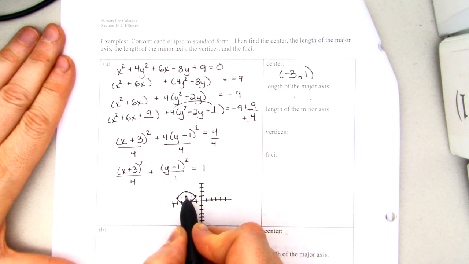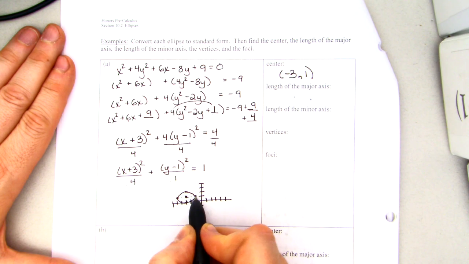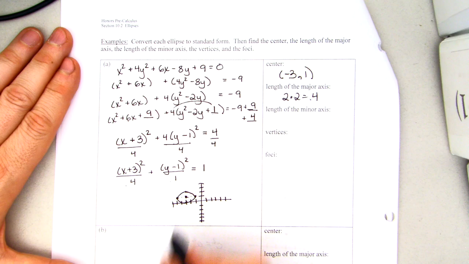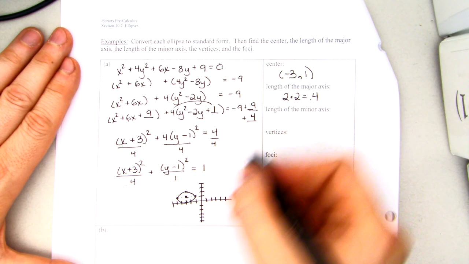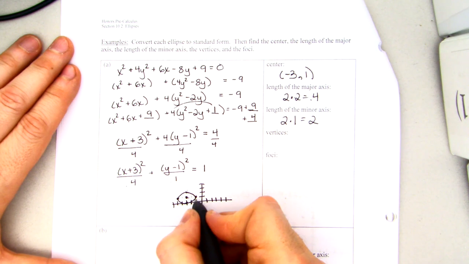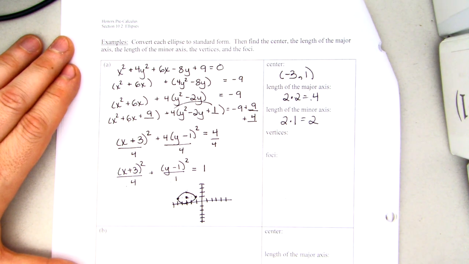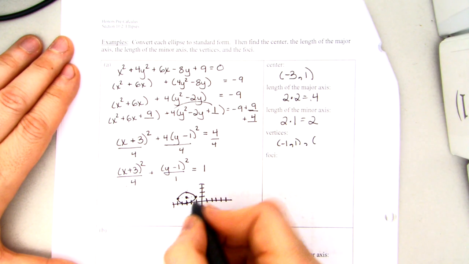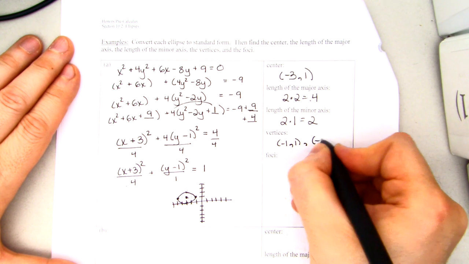Distance from the center to the edge of the major axis is 2, so the entire length of the major axis is 2 times 2, or 4. Distance from the center to the end of the minor axis is 1, so the length of the minor axis is 2 times 1, or 2. My vertices are here and there at the end of the major axis. That looks like negative 1, 1, and that looks like negative 5, 1.